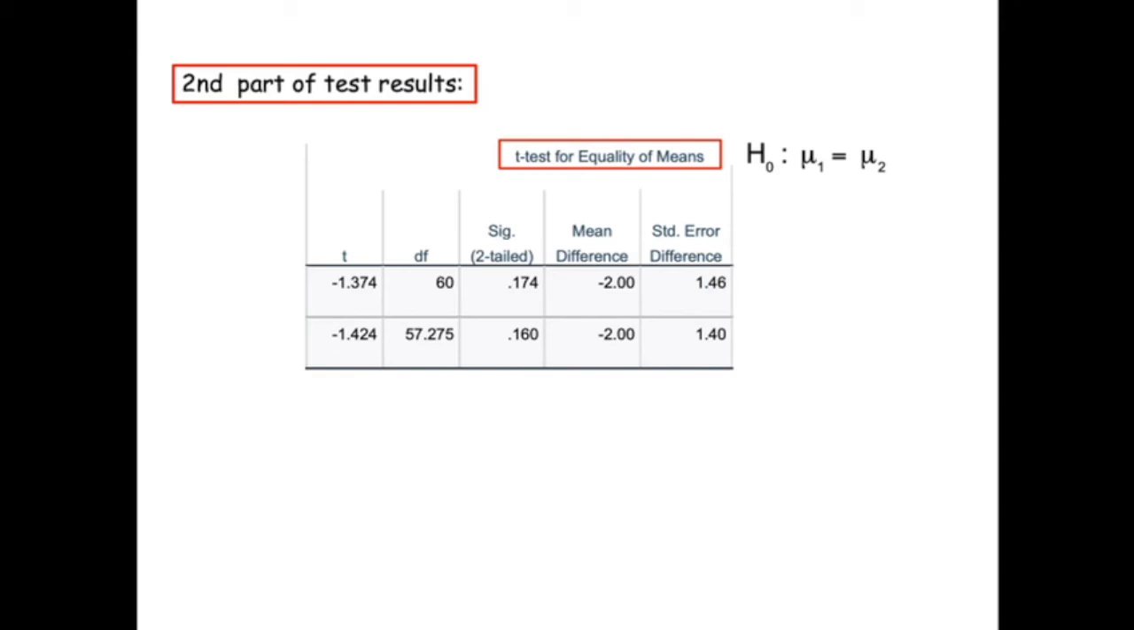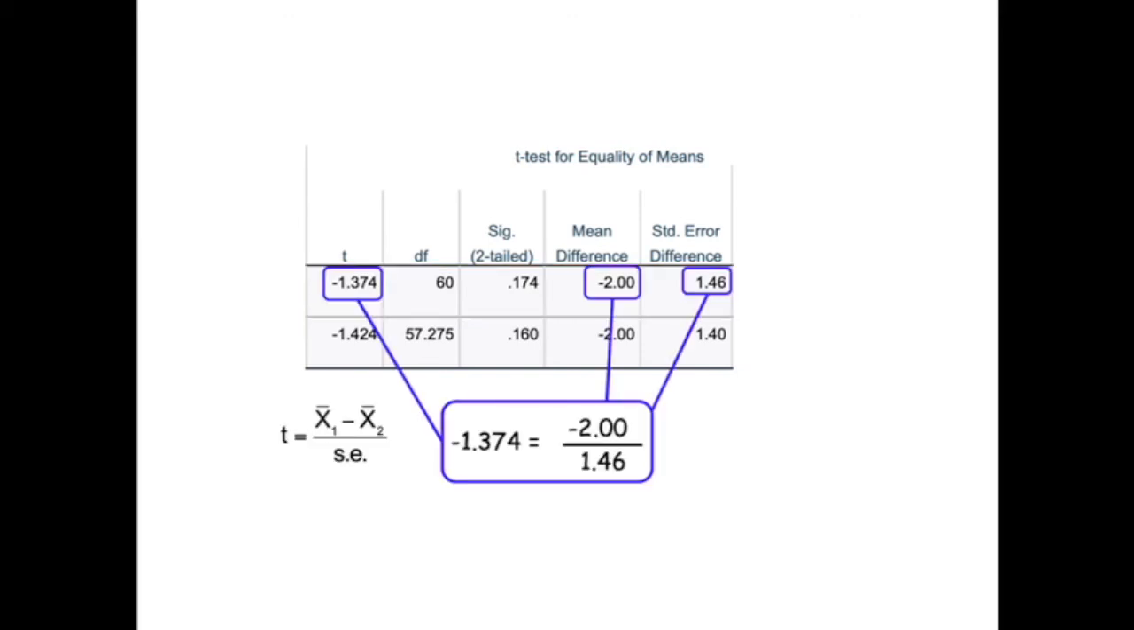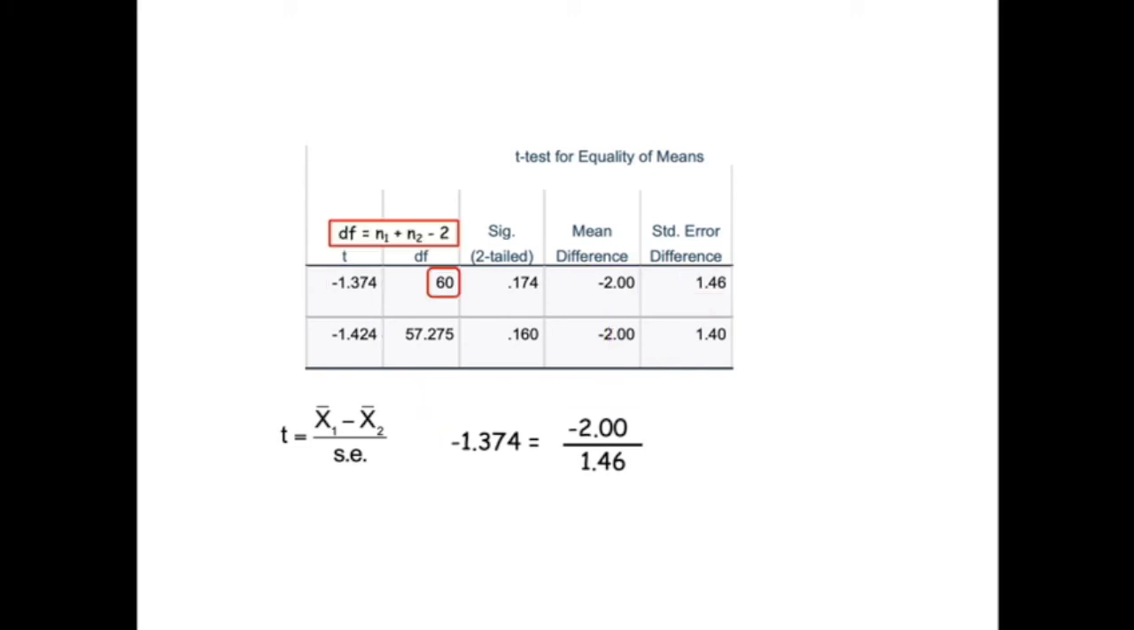The label at the top indicates that this is the t-test, testing the null hypothesis that the population means are equal. The equal variance assumption was met, so we interpret the top row. The calculated t-value is equal to the mean difference divided by the standard error. The degrees of freedom is equal to the total sample size minus 2, and we can see that the p-value is greater than alpha, so the null hypothesis is not rejected.